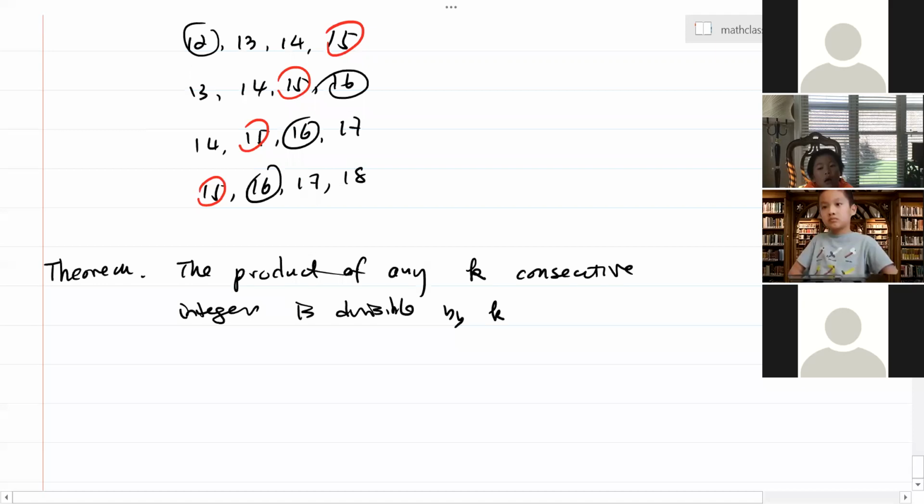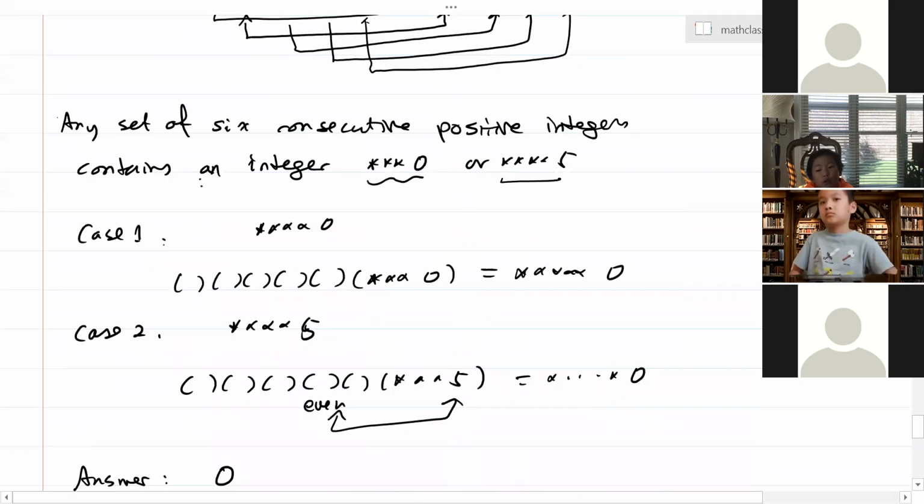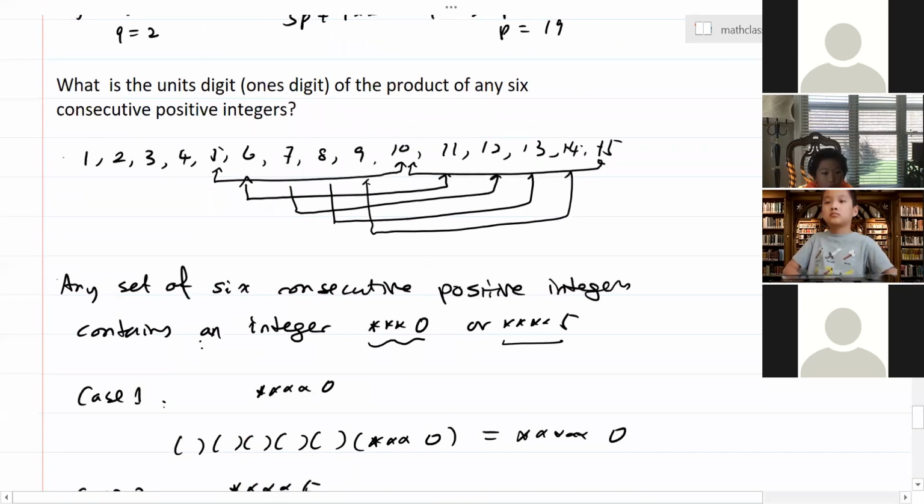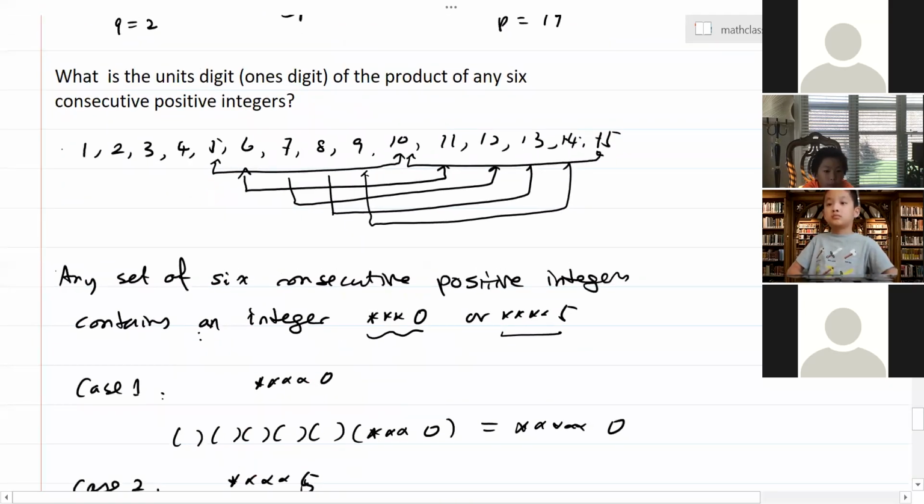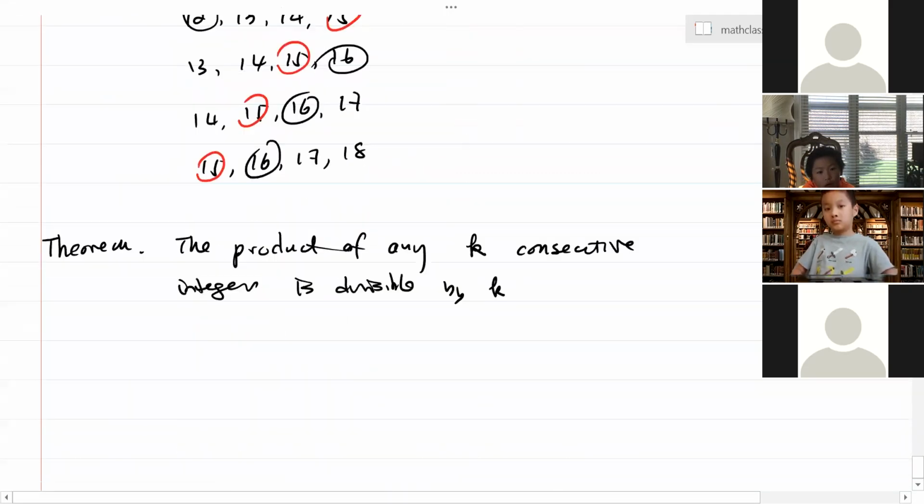Sometimes they ask you about 5 consecutive integers, or we go back to 6 consecutive integers. This is a problem, right? We have 6 consecutive integers. What can you get? Among all the products of 6 consecutive integers, what is a common factor? For the 6, let's take a look at it. This is our last problem.